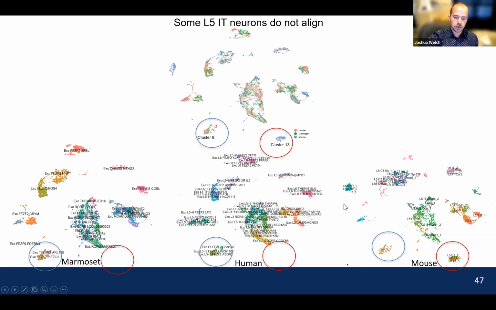And when we dug a little deeper, we found that there's one particular cell type in the mouse that maps. Sorry, I guess I misspoke. There are actually some mouse cells in cluster 9, but there are no human or marmoset cells in cluster 13. And so it turns out that this mouse cluster that maps to the human and marmoset is one particular type of layer 5 extratelencephalic projecting neurons. And 3 other types of L5 ET neurons from the mouse do not seem to have homologs in the human and marmoset. And this is actually consistent with the results from the Nature paper.